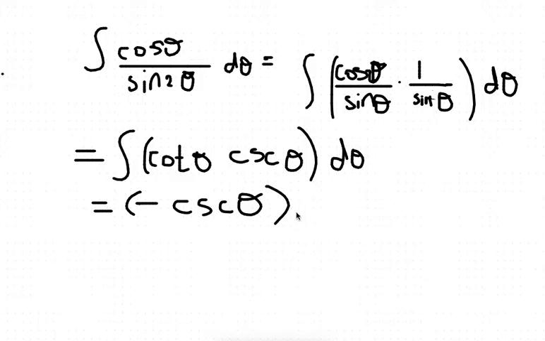Okay, and now anytime you're finding the indefinite integral, the antiderivative, you need a plus c, constant at the end. Because if you have negative cosecant theta plus 5 or plus 8 or plus any random number, when you take the derivative, you would get cotangent theta cosecant theta. It doesn't matter what the number is. So it could be any number. That's why we put a plus c. Okay, so that is your answer.